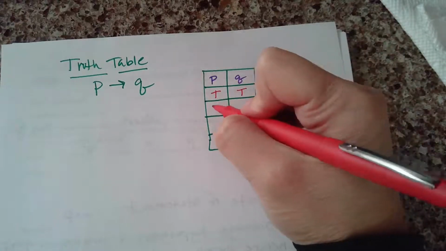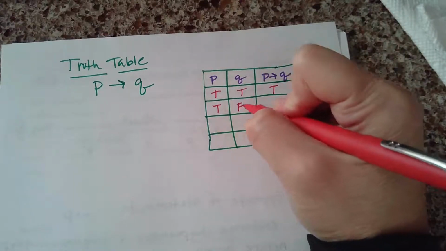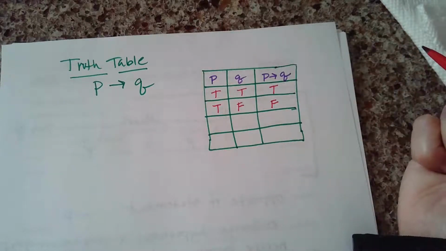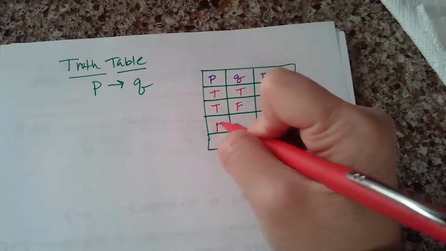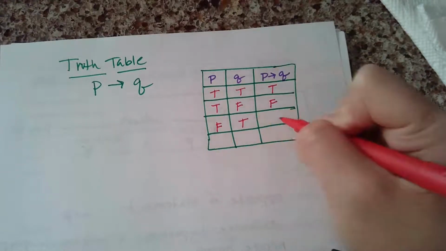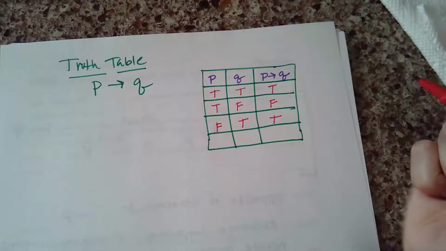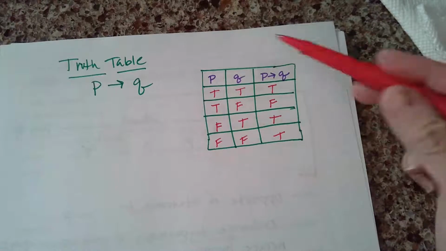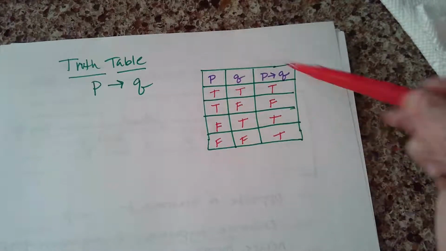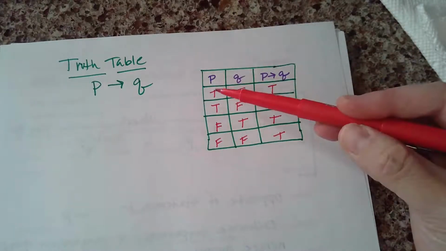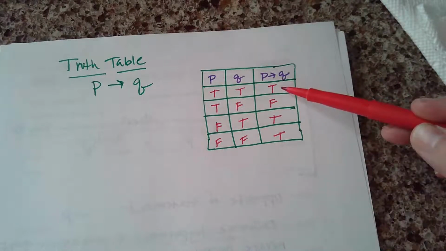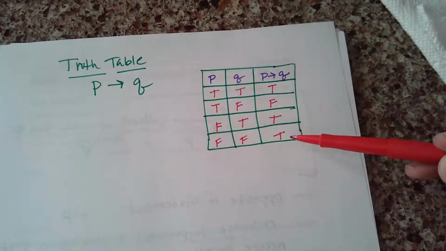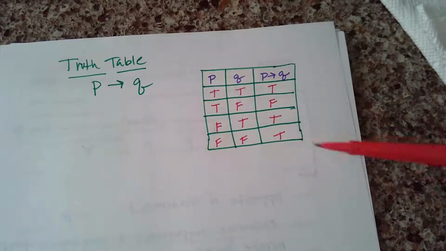If P is true but Q is false, then that means my conditional statement is false. And if I have P false but Q true, it's going to result in a true statement. And then false, false, and true. So this is what our standard logic statement is going to look like. These are our outcomes. If we know that P is true and Q is true, it's always going to produce a true outcome. And if P is false and Q is false, it's still going to produce a true outcome.